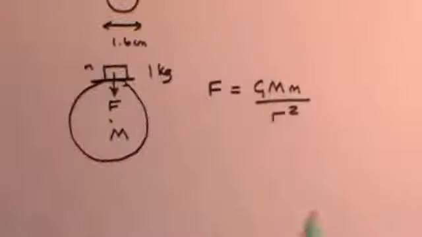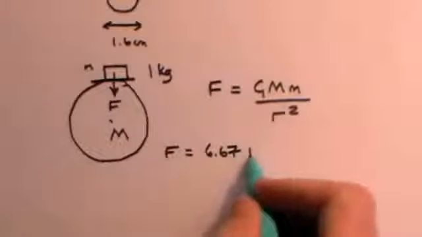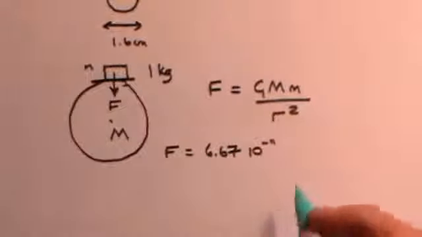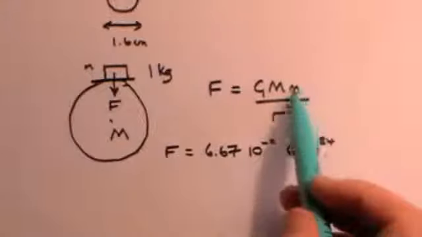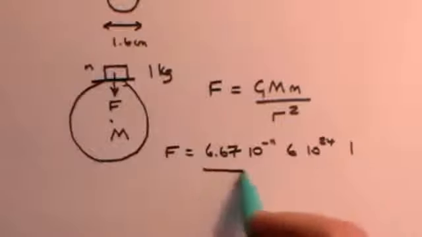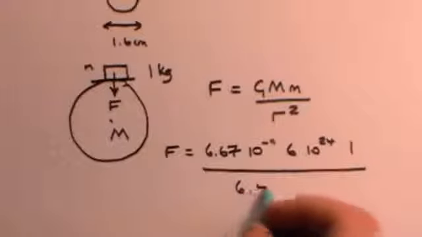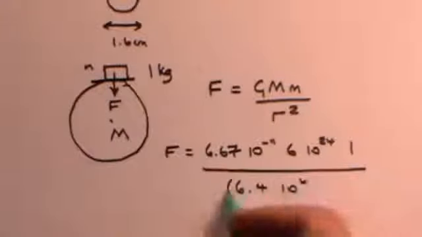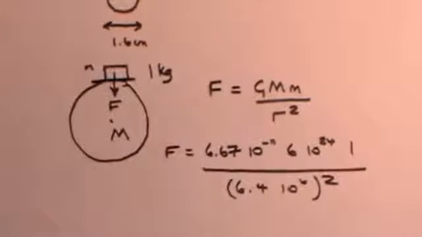So we can work that out. F is going to be G, which is 6.67 times 10 to the minus 11, times the mass of the Earth, which is 6 times 10 to the 24, times the mass of the 1 kilogram weight, well, that's just 1, divided by r squared. Well, the radius of the Earth, as we've said before, is 6.4 times 10 to the 6 meters. So this is 6.4 times 10 to the 6, all squared, because this is now an r squared term.